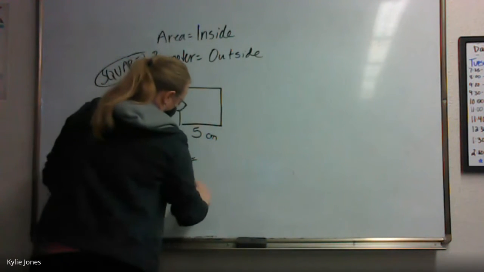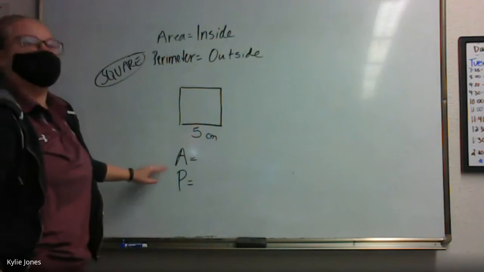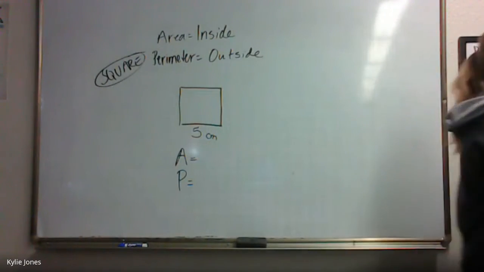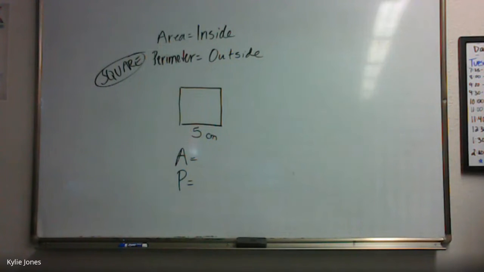So, take a couple minutes, find the area and the perimeter. Using just one side length, you can do that. So take a few minutes and try it. If you're done, keep your answers to yourself.